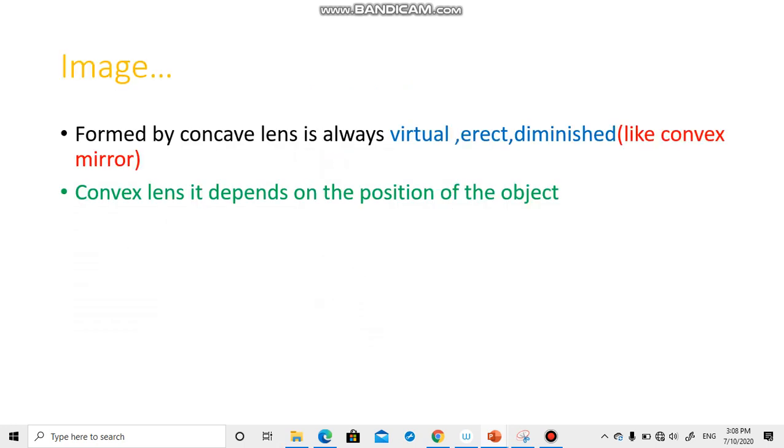Now when we talk about image, the image formed by a concave lens is always virtual, erect and diminished. You can see this type of situation in a convex mirror. So you need to remember this. Concave lens: virtual, erect and diminished. Whereas when it comes to a convex lens, it depends upon the position of the object. We will take some cases now.